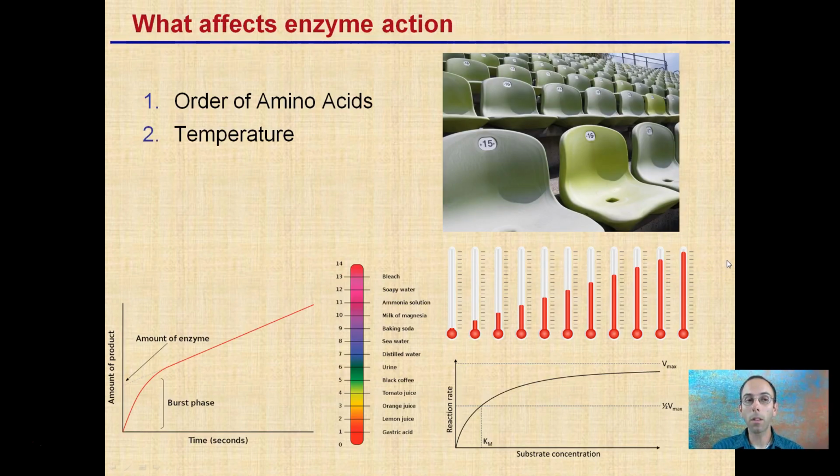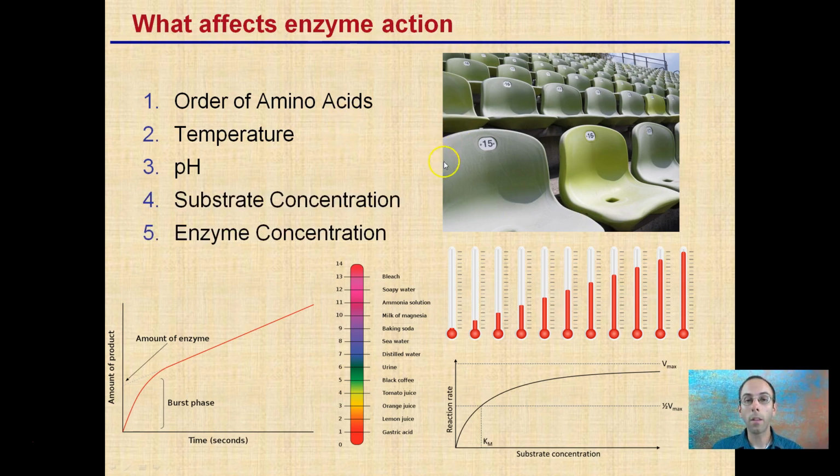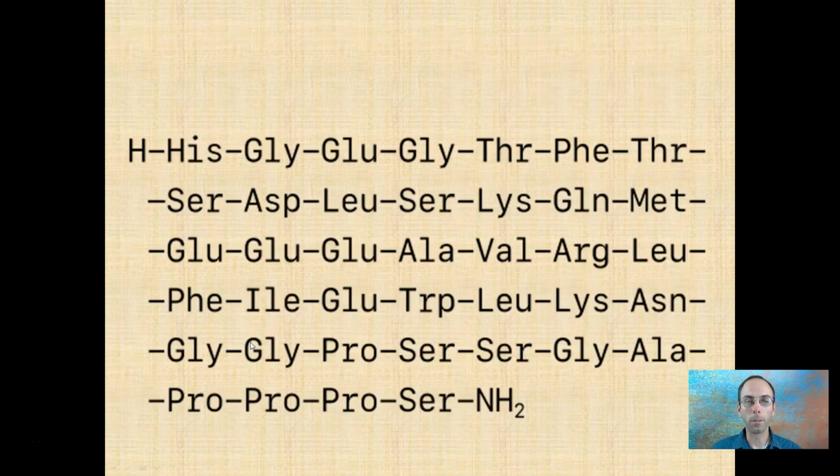So some key parts are the order of amino acids. That's why I showed that picture of the chairs here, showing a very specific order that can impact our enzyme action. The temperature the enzyme is in can help and or hinder our enzymes. pH, certain enzymes prefer different pHs to operate efficiently in. Then we have our substrate concentrations, and then we have our enzyme concentrations. We'll look at these in a little bit more detail here.